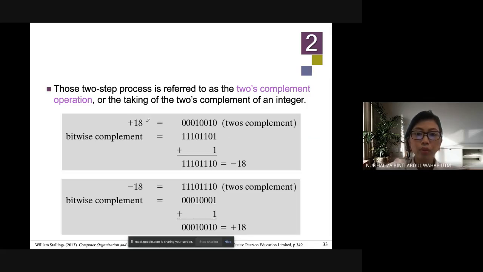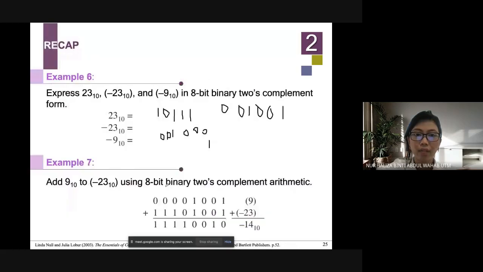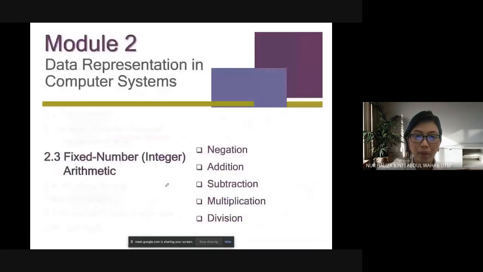This one is your positive 18. You change it to first complement, and then you add 1. Then it becomes negative 18 using your second complement. The same goes here when you do it vice versa. I guess it's just similar to what you have learned over here, nothing much.